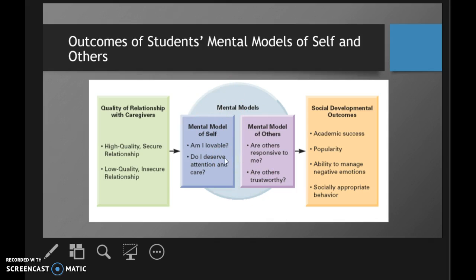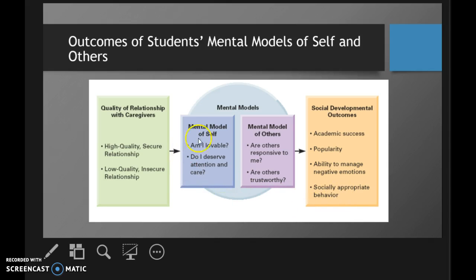Now, as we move towards later stages of life or growing up, we start to turn into the mental models of others. So asking questions such as, are others responsive to me? Are they trustworthy? And think of this as the middle school, high school, even through your own college years, as you learn to figure people out and learn to make friends and have relationships with others. But it is all through these experiences with caregivers and with others that we develop these social developmental outcomes of academic success, popularity, the ability to manage negative emotions, and socially appropriate behavior.